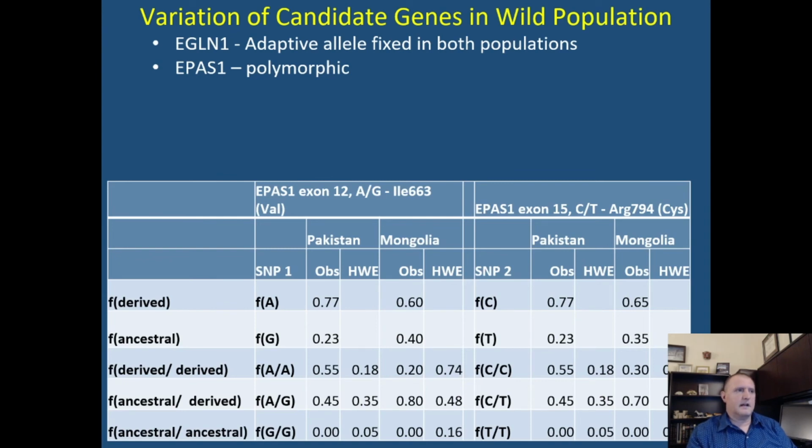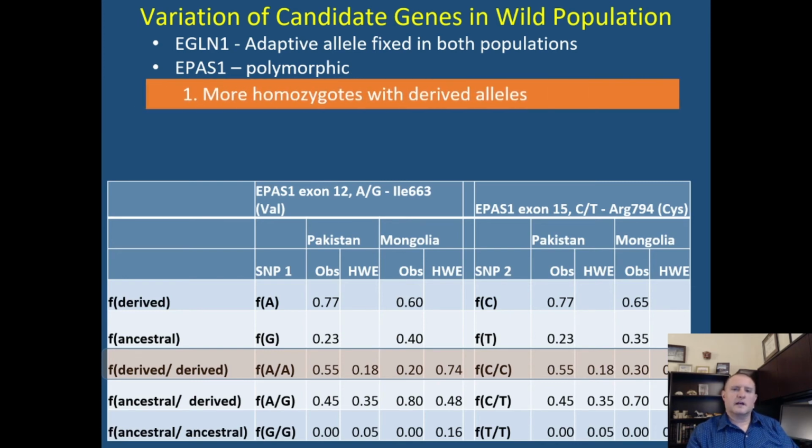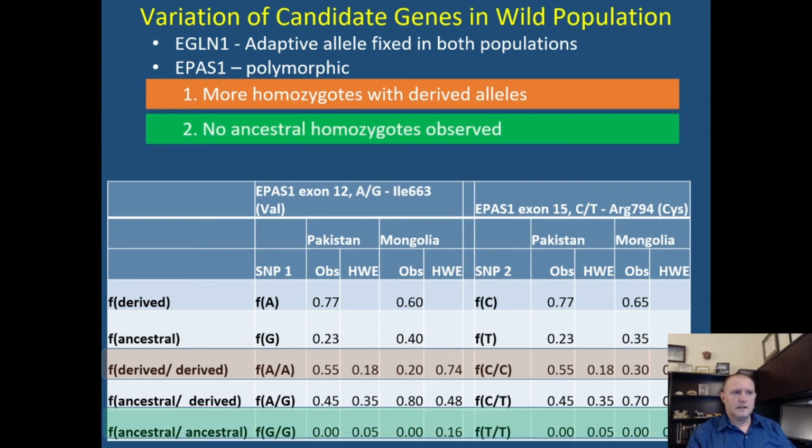And what we found is that there actually was polymorphism at that EPAS1 gene. There were more homozygotes for the derived allele. So the derived allele is the allele that's unique to snow leopards. So there's a mutation in snow leopards at some point in time after they diverged from the tiger. And there were more homozygotes for this derived allele, which presumably would be the adaptive allele, the high altitude allele, than expected based on Hardy-Weinberg equilibrium. In addition, there were no ancestral homozygotes. So there were no snow leopards that were homozygous for the allele or the form that is present in the tiger.